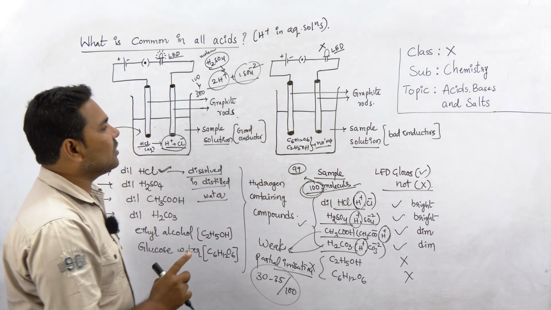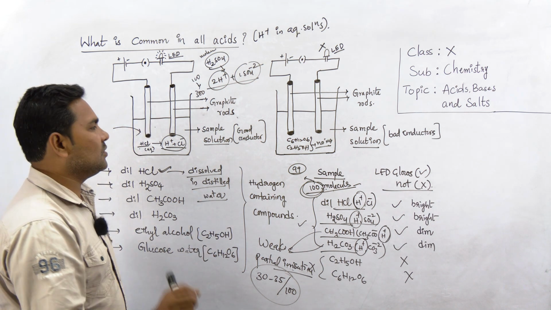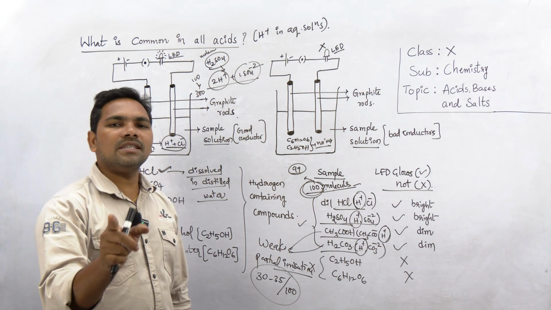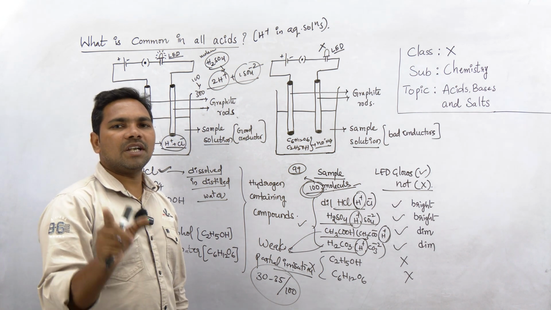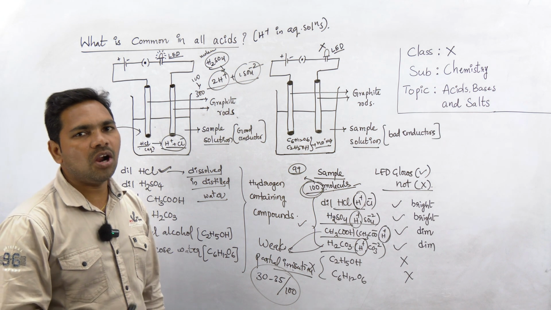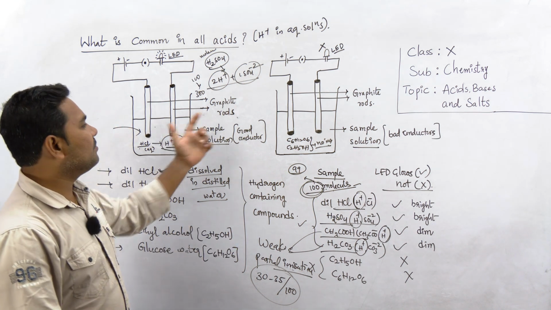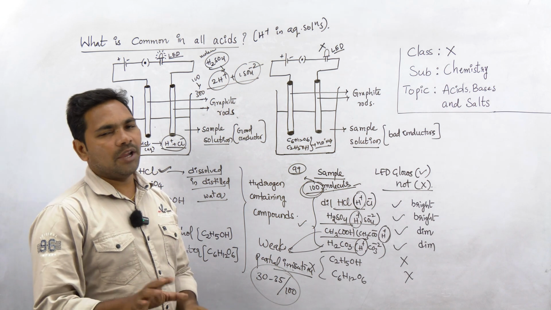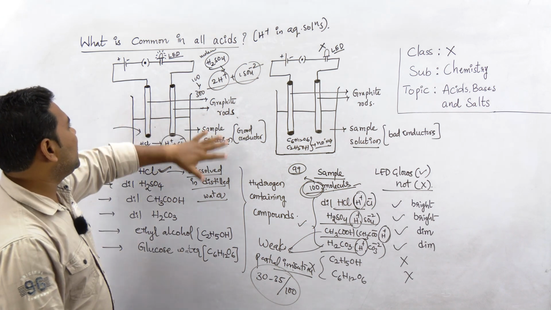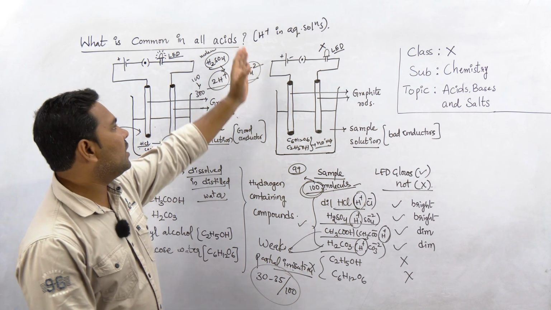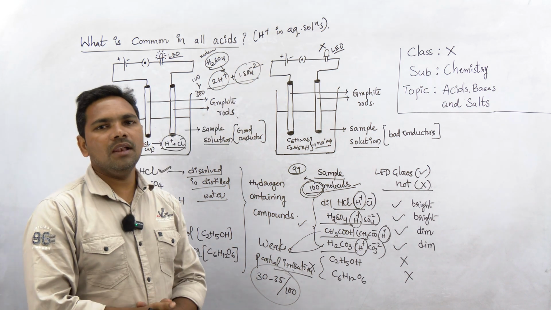Now what is the third conclusion, please note down these conclusions. The third conclusion is, all acids contain hydrogen, but all hydrogen containing compounds are not acids. These are the 3 conclusions we derive from this simple activity. I hope you understand this activity, and to conclude, what is common in all acids, we concluded H+ ions are common in all acids.